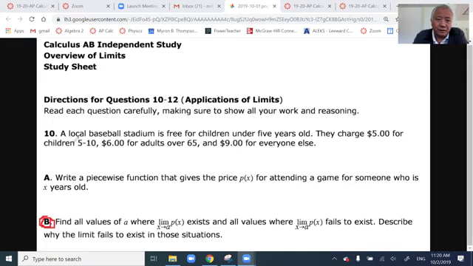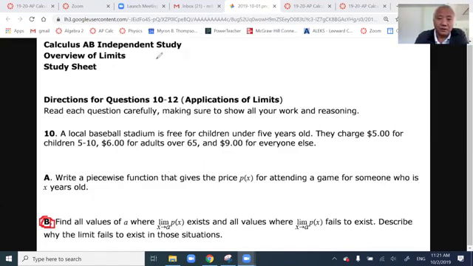They said a local baseball stadium is free for children under 5 years old. They charge $5 for children 5 to 10 years old, $6 for adults over 65, and $9 for everyone else. They ask you to write the piecewise function that gives the price P(x) for attending the game for someone who is x years old.